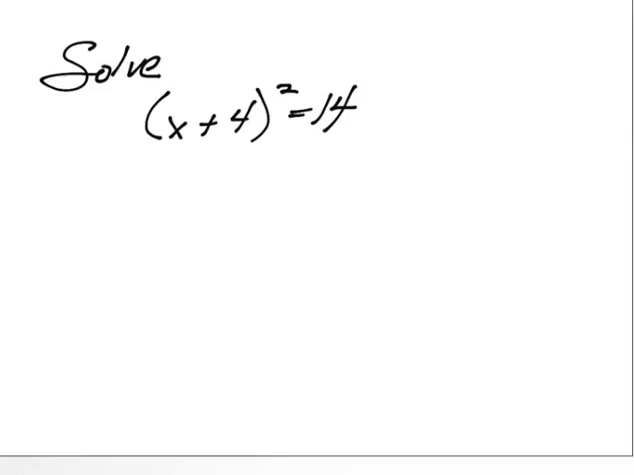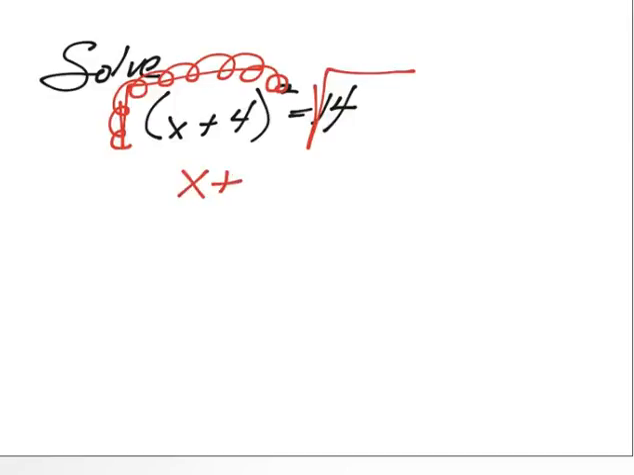All right. Now, same problem, only this time we want to solve it. So our next step is to take the square root of both sides. If you take the square root of a square, it all cancels out, and all I have is x plus 4. And then when I take the square root of 14, I get some ugly number, so I'm going to leave it. Remember, it has to be positive and negative because we're in Algebra 2. Square root of 14.